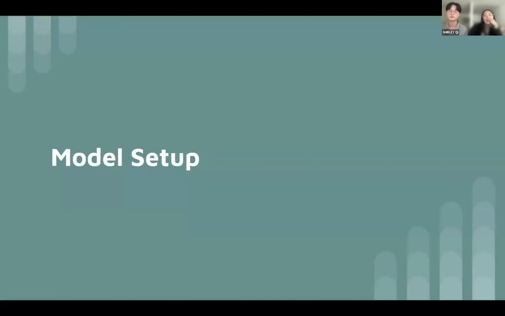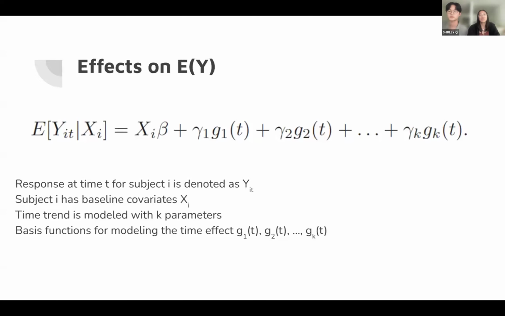All right, next I'm going to talk about the model setup. First, we're going to talk about the effects on the expectation. We modeled the expected value using the equation on this slide. The expected response of subject i at time t is represented by y_it, and it depends on x_i, which is the covariate of subject i. We also modeled the time trend with k parameters as shown here.